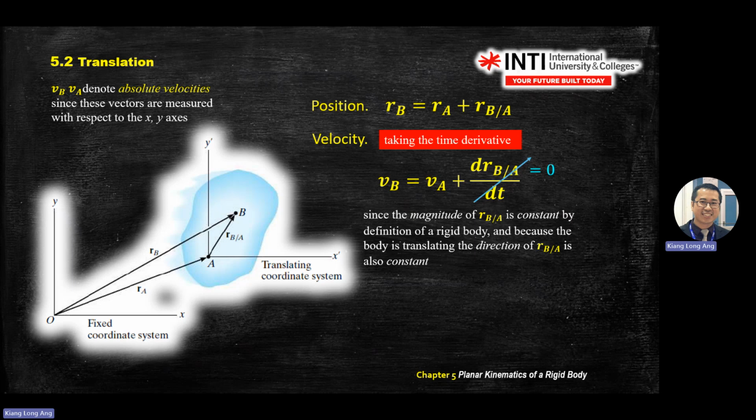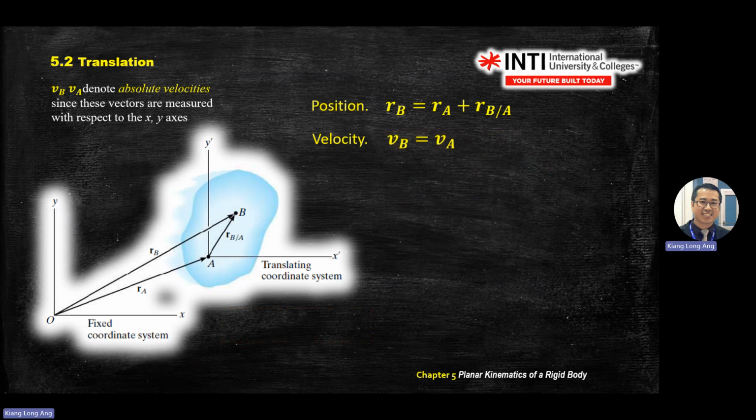Okay, so you can cancel the relative velocity between the 2 points on the body. So you get VA and VB. VA will equal VB on the body. So this is the second equation on the rigid body.